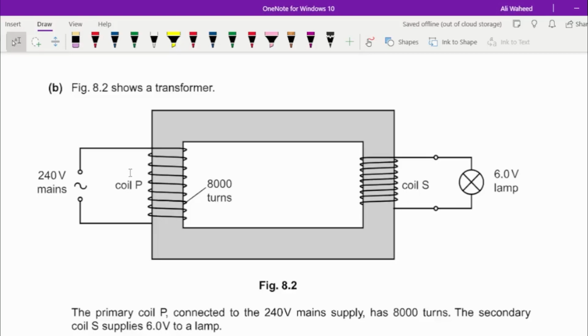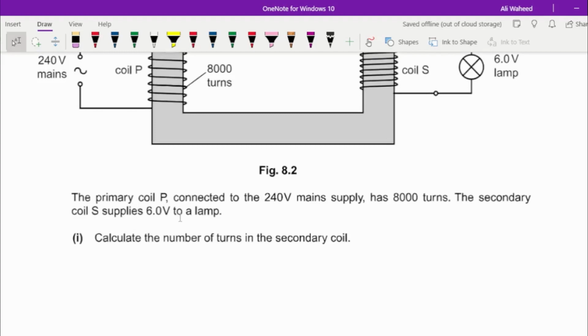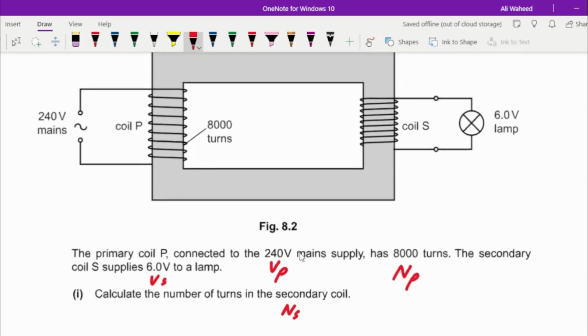So part B reads, figure 8.2 shows a transformer. The primary coil P connected to 240 volts mains supply has 8000 turns. The secondary coil S supplies 6 volts to the lamp. So we can mark the data here. This is your VP, V sub P, primary voltage. This is N sub P, the number of turns on the primary side, and this is your secondary voltage. What you need to find is the secondary number of turns, the number of turns on the secondary coil.